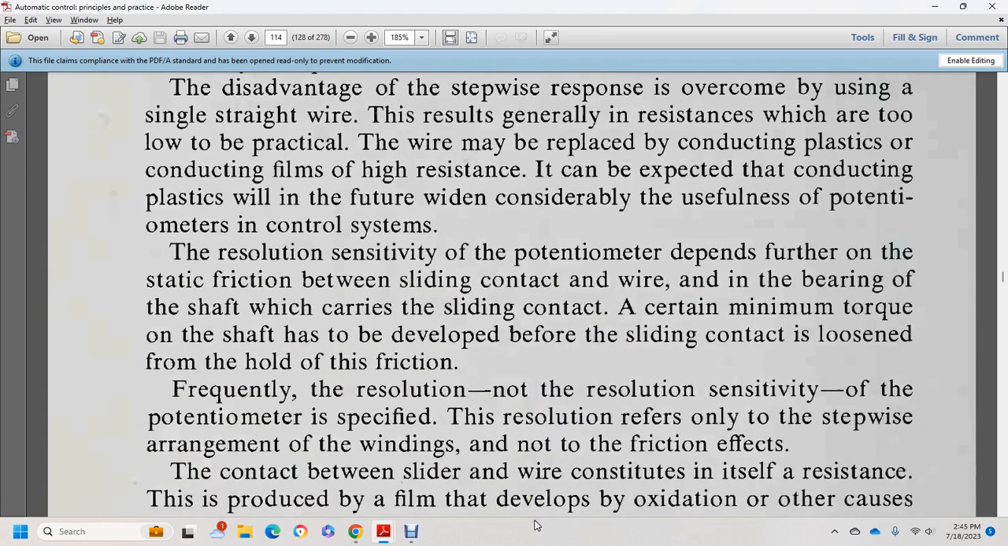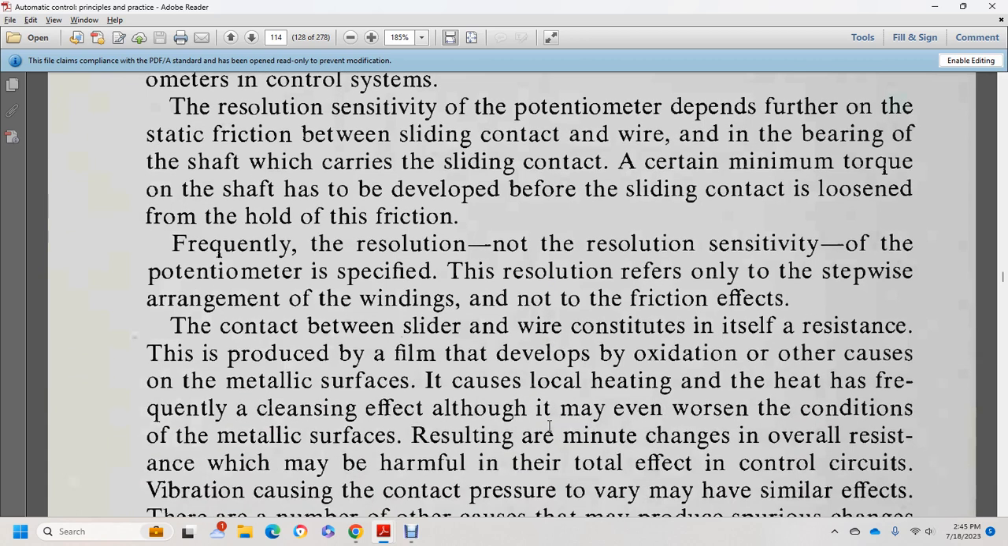Resolution sensitivity of the potentiometer depends further on the static friction between the sliding contact and the wire, and on the bearing of the shaft that carries the sliding contact. A certain minimum torque on the shaft has to be developed before the sliding contact is loosened from the hold of the friction. Frequently, the resolution sensitivity of the potentiometer is specified, but the resolution refers only to the stepwise nature of the arrangement of the windings, not to the friction effects. Contact between the sliding contact and the wire constitutes itself a resistance produced by a film that develops from oxidation or other causes of the metallic surfaces.